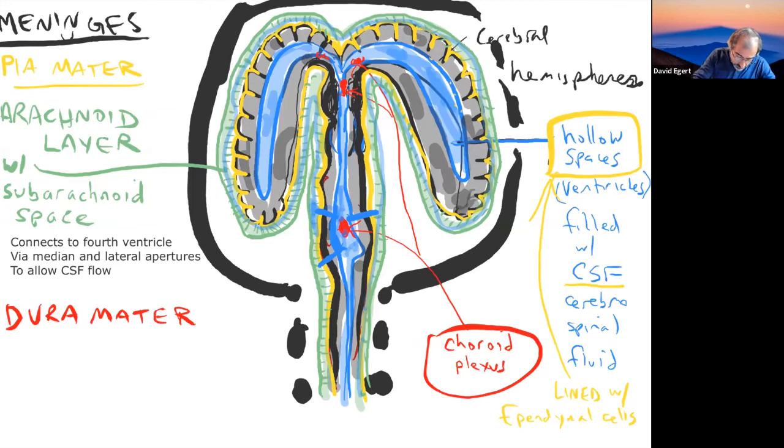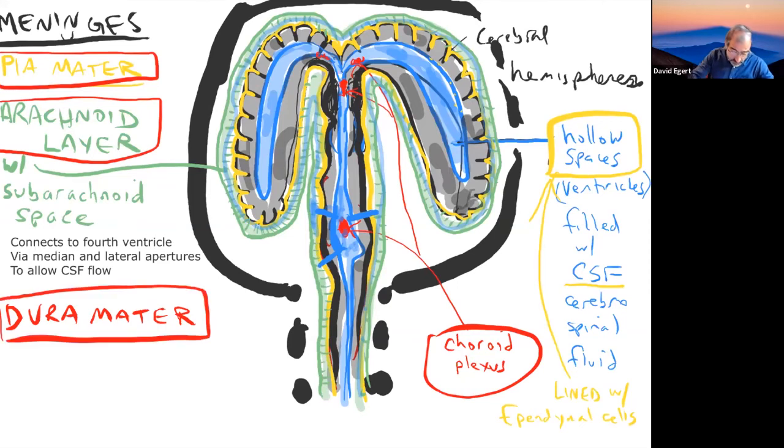So again, we had the Pia Mater, the arachnoid layer with its subarachnoid space. Now we're doing the Dura Mater. These are the three meninges. The Dura Mater is very leathery. If you've taken anatomy, you've seen it's almost like a swimming cap over the brain. It's tough. That's why it gets its name. Dura Mater means hard mother.